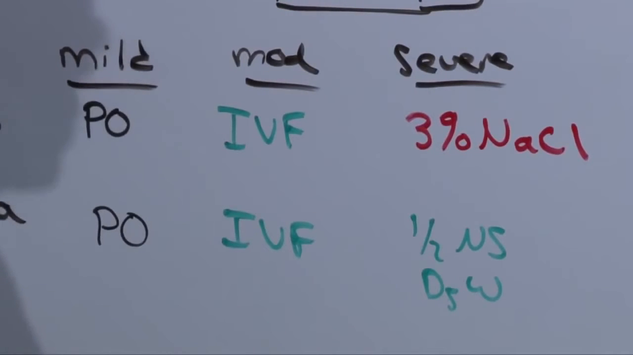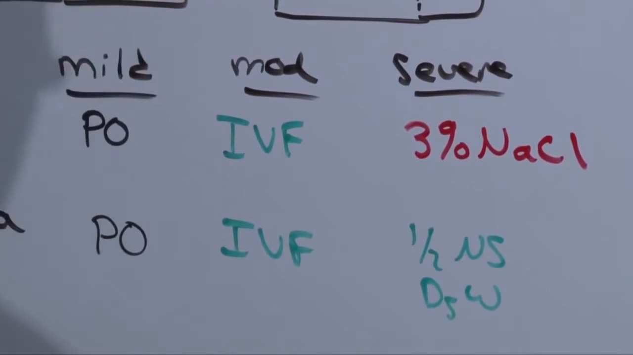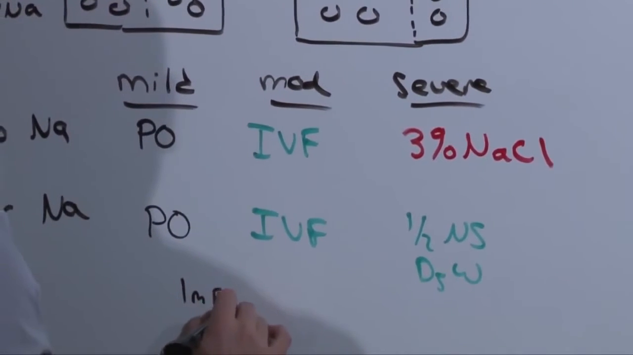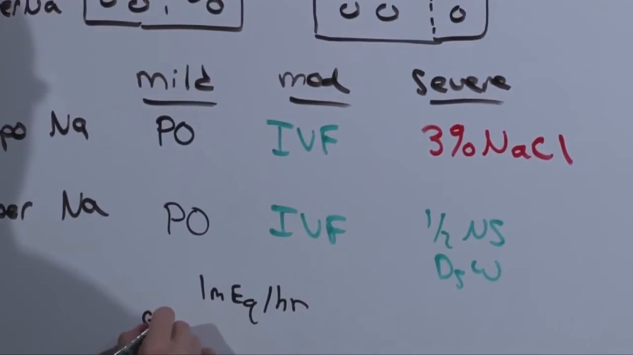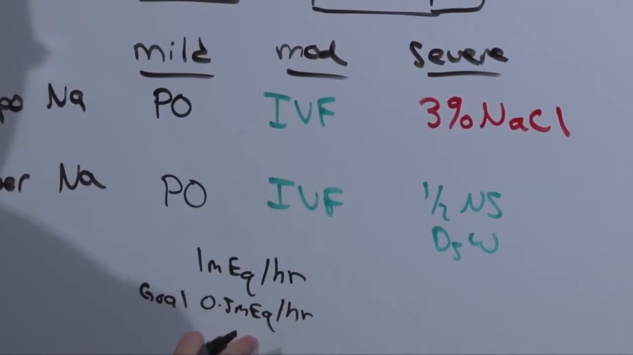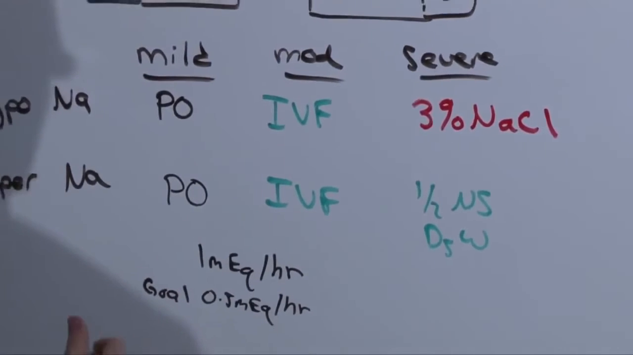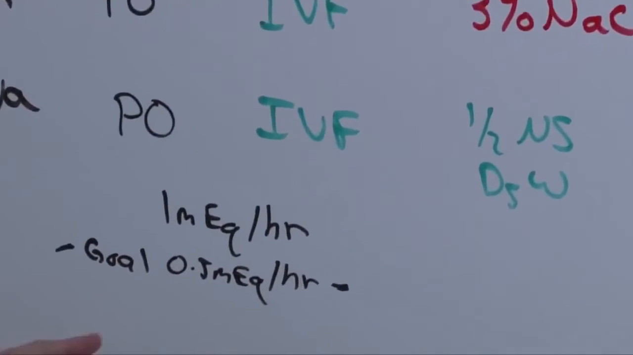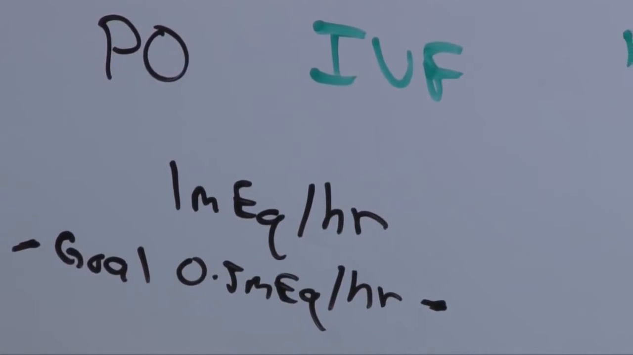There are online calculators you can use to determine how fast and what rate you should do it at. And in general, you never correct sodium by more than 1 milliequivalent per hour. And your goal should be half a milliequivalent per hour, unless they are actively seizing, in which case you need to rapidly correct them. But if you go faster than this, you put them at risk for central pontine myelinolysis, and while it may take a day or two in the hospital to get them better, going slow is better than going fast.